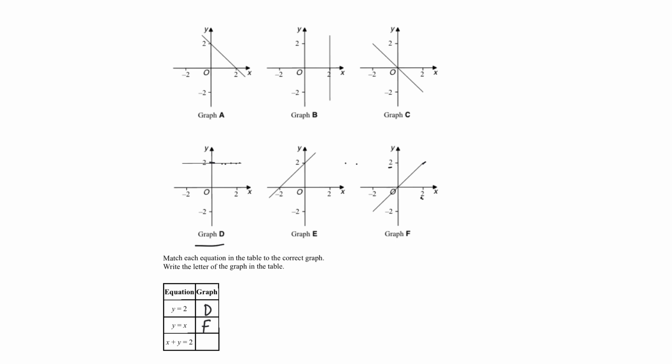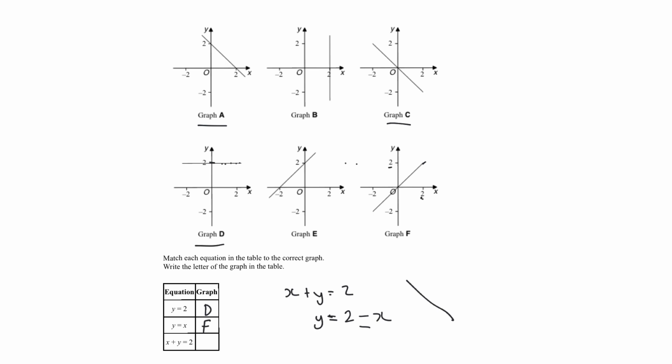And then for the graph x plus y equals 2, there's many ways you can do this. One way of doing this is rearranging it. So rearrange it to make y the subject, since that's what we tend to see graphs like. So that would be 2 minus x. So y equals 2 minus x. Because we have minus x, it tells us it's a negative gradient. We know negative gradients go downward slope. So the only ones that are downward slope are graph A and graph C.